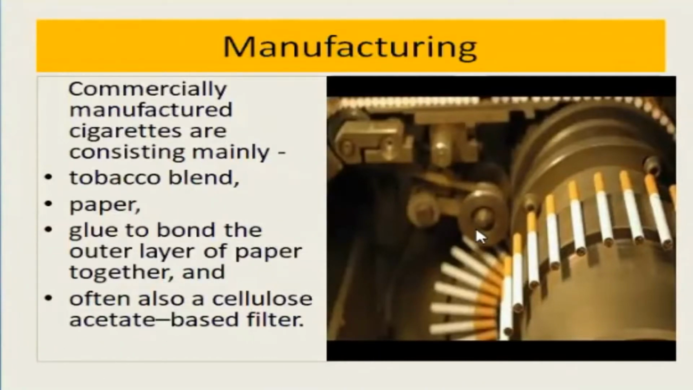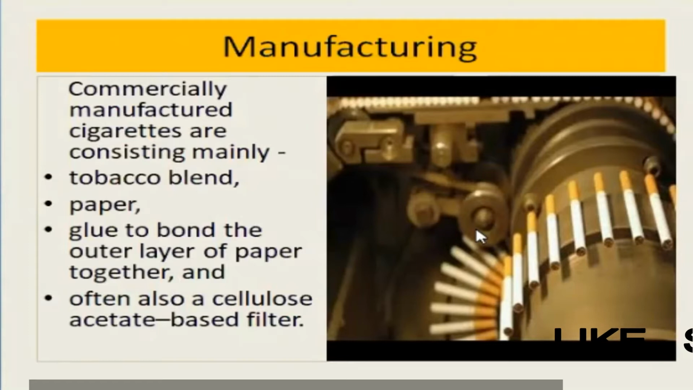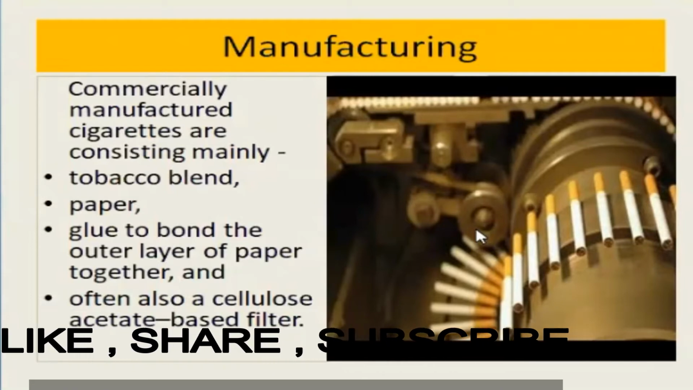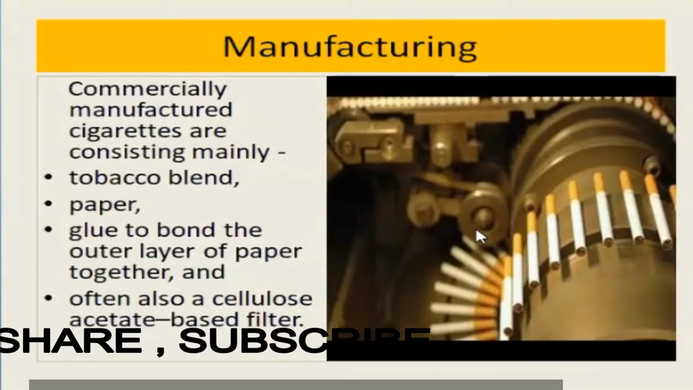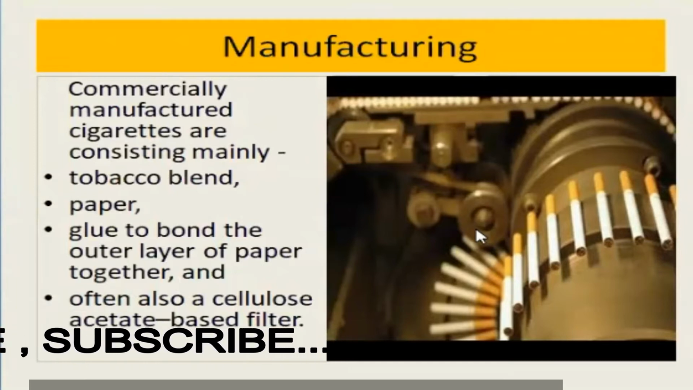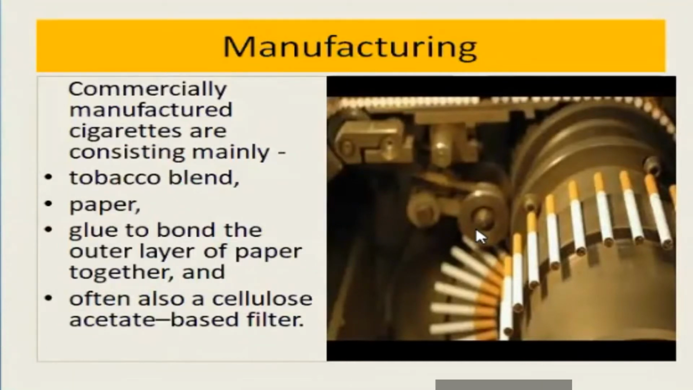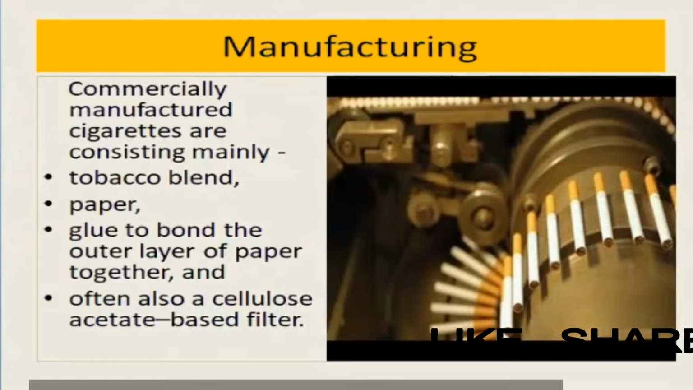It basically contains tobacco blend. For making cigarettes, you will require tobacco, yes, because it's a tobacco product. You will require paper. You will require bond or glue to bond that paper, and then you will require a filter. And once again, filter is not applicable for all cigarettes. A few cigarette manufacturing companies don't use a filter, but 99% of the cigarette companies use the filter, and the filter name is written over there, often a cellulose acetate.